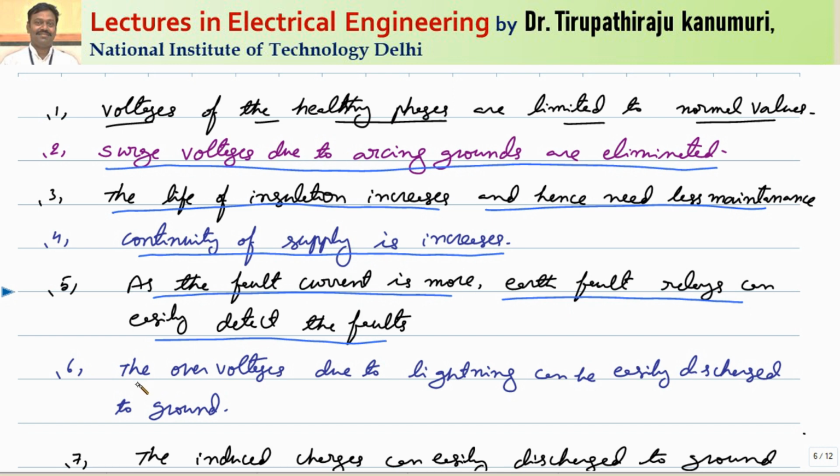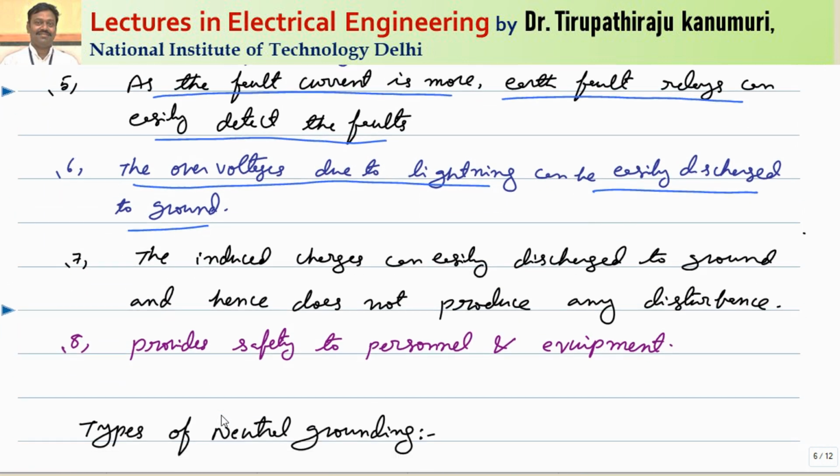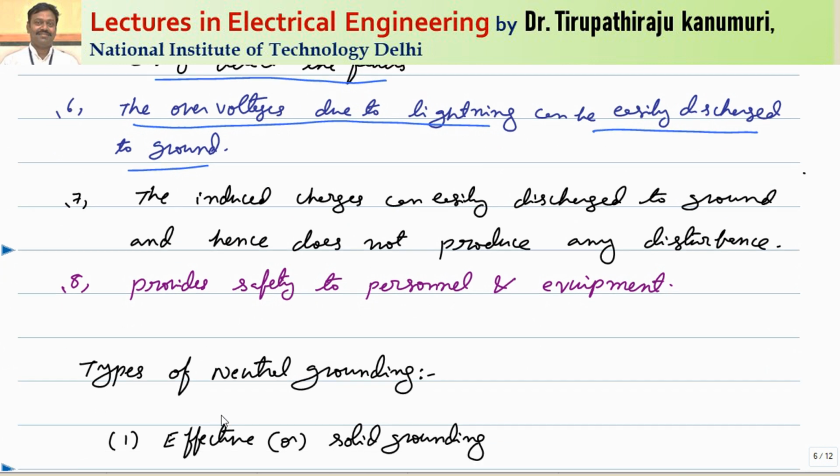So that is the advantage. The over voltages due to lightning can be easily discharged through ground, because we know whenever the lightning stroke comes, that lightning will fall on your transmission line. That lightning surge will be the high frequency surge. That surge can easily discharge through your neutral point. So because neutral point is connected to ground.